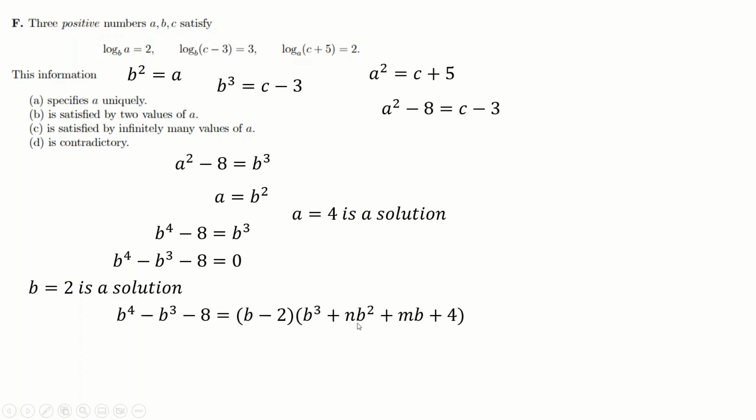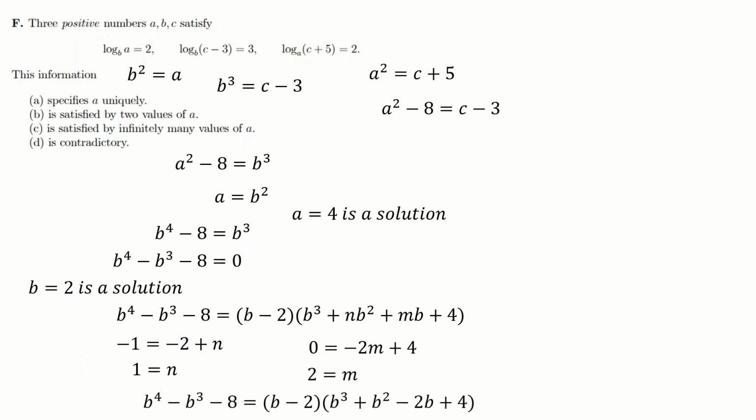Again, finding these coefficients then, well, looking over here I've got minus 1 b cubed, and over here I've got minus 2 b cubed, and plus n b cubed. So I can work out n is equal to 1. And also over here I've got 0 b's, and over here I've got minus 2m b's from there, and also plus 4 b's from there. So m therefore is going to be equal to 2. So I can factorize it to this. Now, okay, where do I go from here?